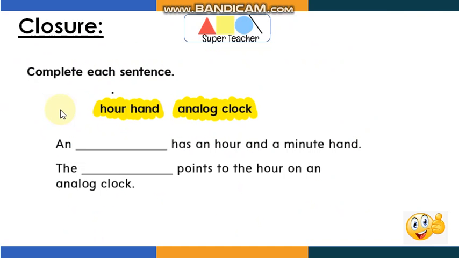Okay, everyone, here, read and complete each sentence. An analog clock has an hour hand and a minute hand. It's the analog clock, because the analog clock has an hour and a minute hand. The hour hand points to the hour on an analog clock.